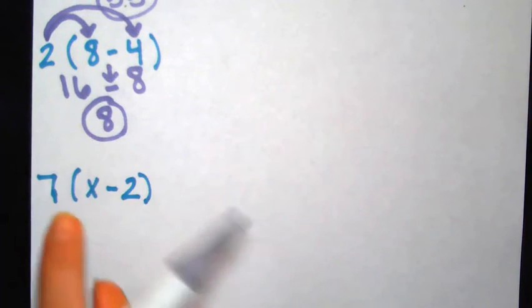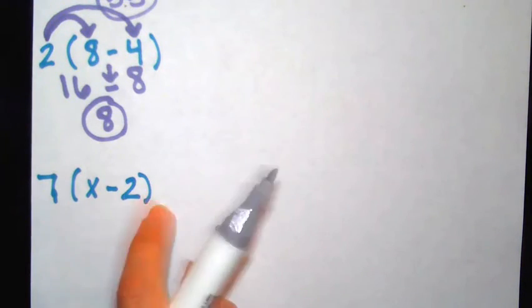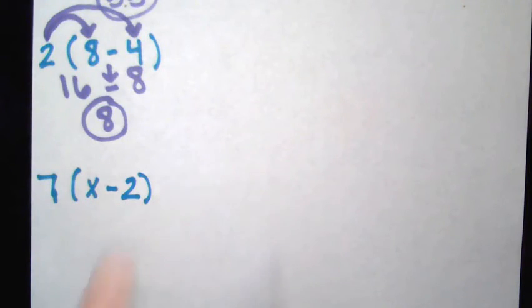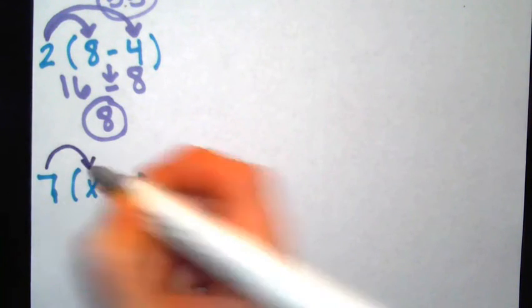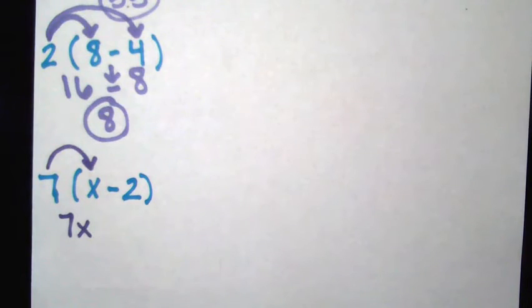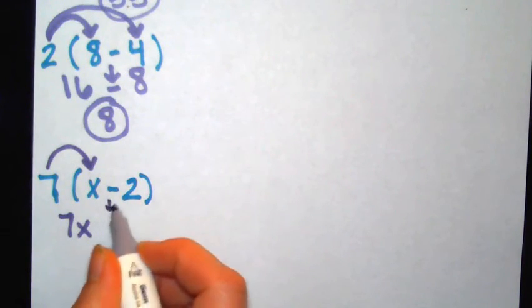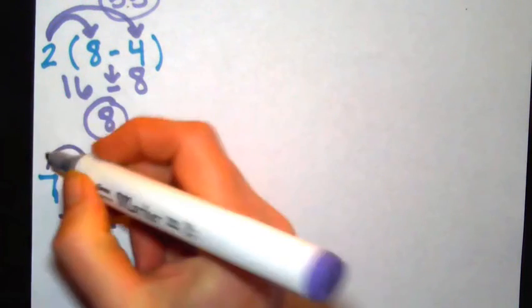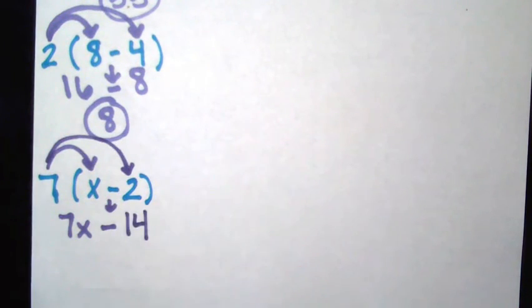So same thing, same idea. You're the 7. There's a house. Inside the house is x minus 2. You're going into the house to say hi to everybody. So first you do 7 times x. That's easy. That's 7x. Drop down the minus. 7 times 2, 14. I still don't know what x is.